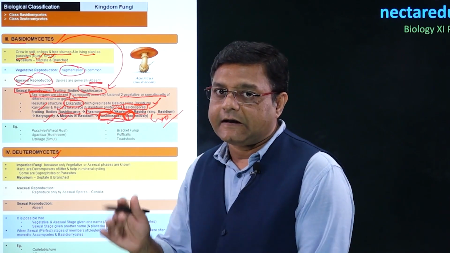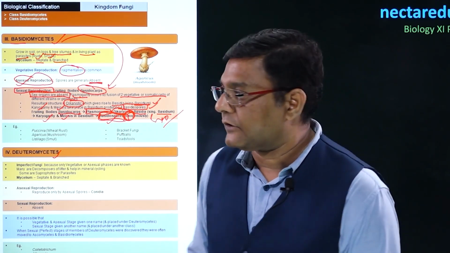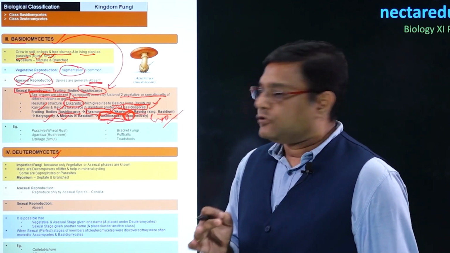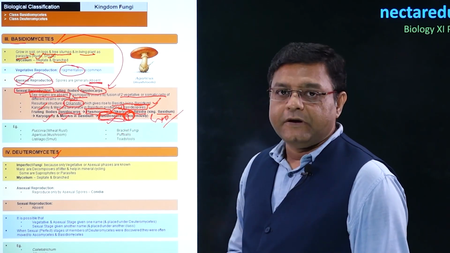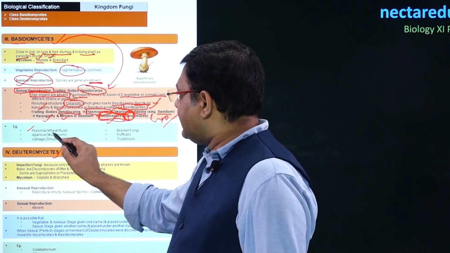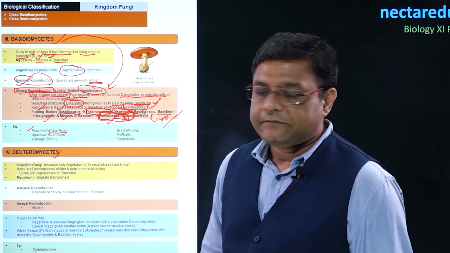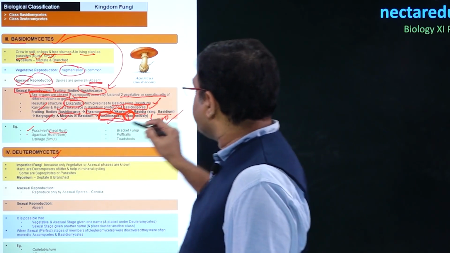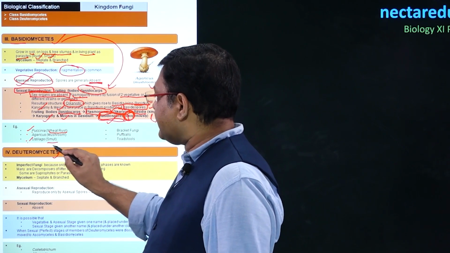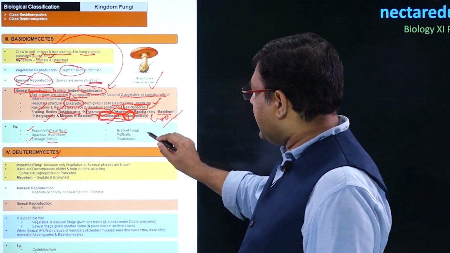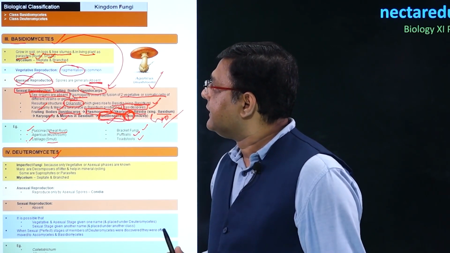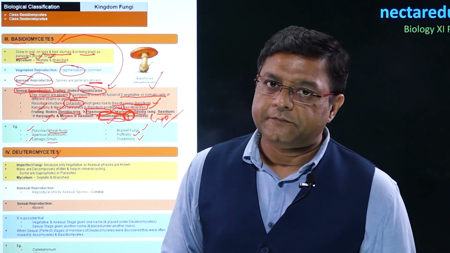So, we need to remember whether exogenous production is there or endogenous production is there, and it is exogenous in the case of Basidiomycetes. Talking about different examples of Basidiomycetes, the first example is Puccinia. It is a parasite and it is called wheat rust. The second is Agaricus or the mushroom, the diagram of which is given over here. The third is Ustilago or the smut, it is again a parasite. Then there are bracket fungi, puffballs and toadstools which are present in this particular class Basidiomycetes.